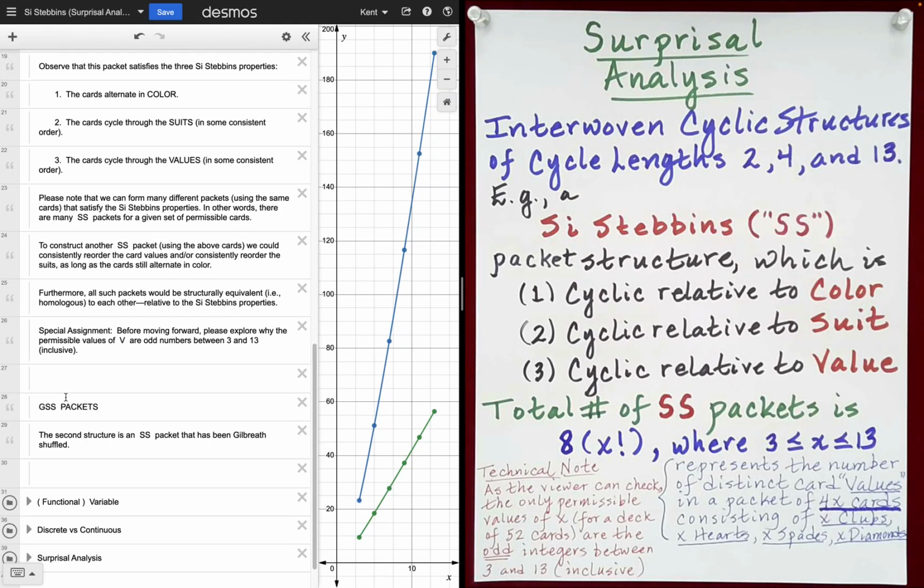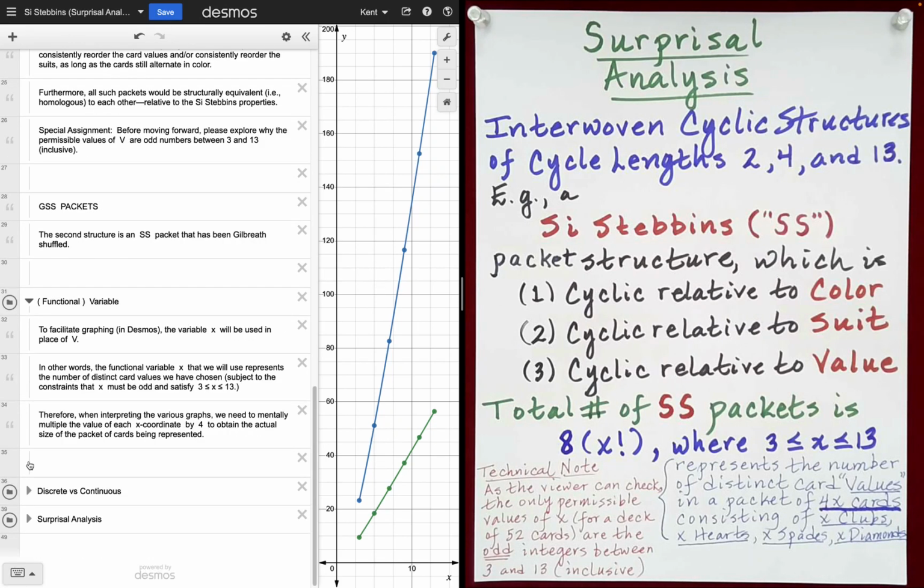Special assignment. Before moving forward, please explore why the permissible values of V are odd numbers between 3 and 13 inclusive. The second structure we will look at is an SS packet that has been Gilbreath shuffled. We will refer to these packets as GSS packets.